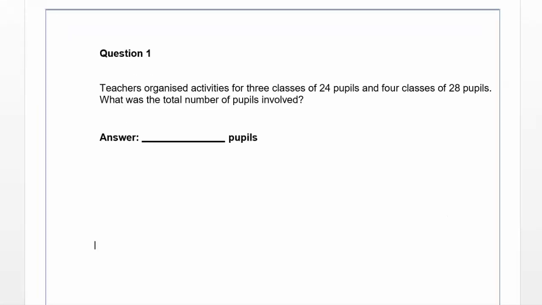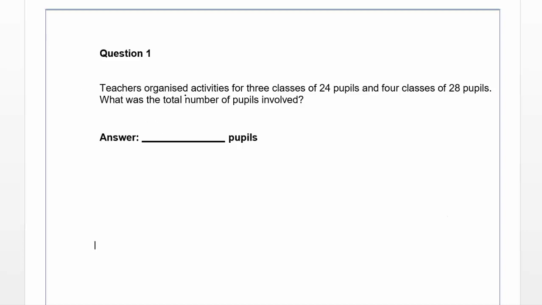Okay, let's have a look at question number 1. It says teachers organised activities for 3 classes of 24 pupils and 4 classes of 28 pupils. What was the total number of pupils involved? Now, how I would answer this question, I would read the question, and if there were any numbers in the question, I would start to write them down as I'm reading it. I'll show you what I mean.